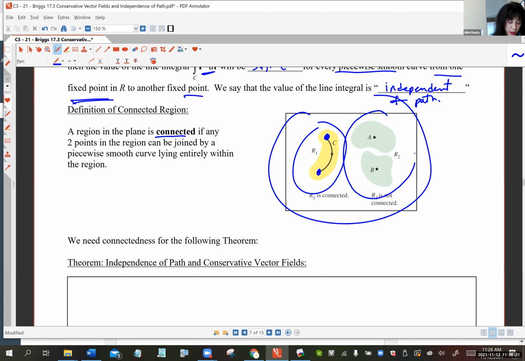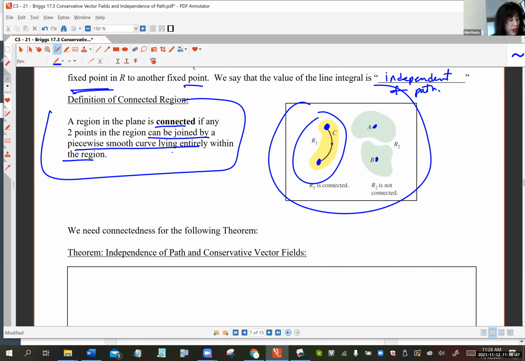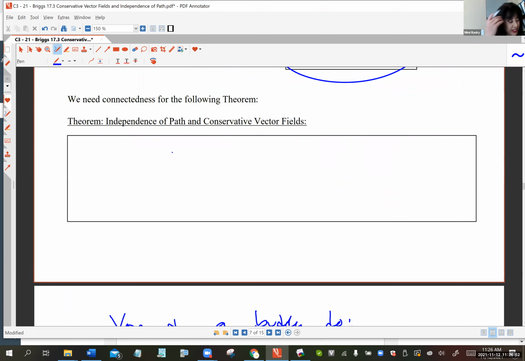On the other hand, this region that's got 2 separate islands to it, kind of like Hawaii has several different islands, even though it's considered one state. You can't get from point A to point B without leaving the region. You end up having to swim in the ocean. So they say that that region is not connected. Okay. So in words, a region is connected if any 2 points in the region can be joined by a piecewise smooth curved line in the region. Fine. Now that you know what connectedness is, we can do this theorem.